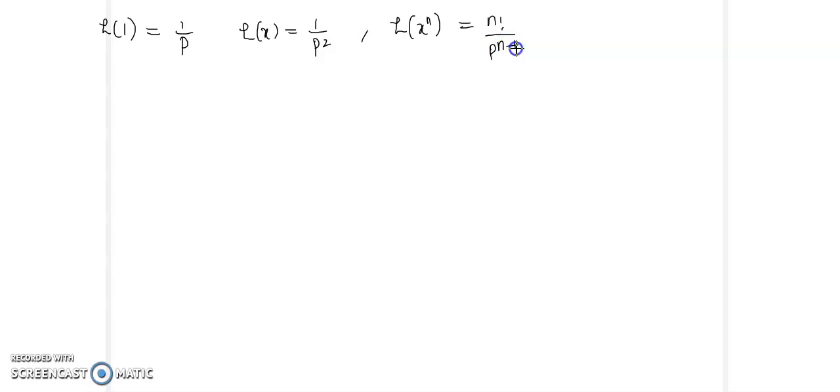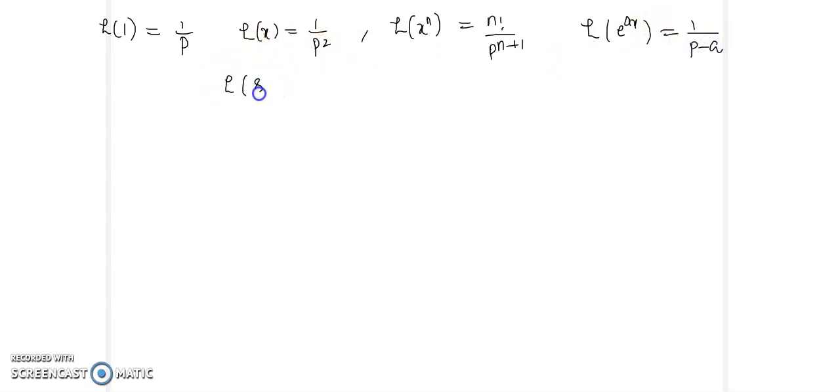Hello, so in today's class we'll see a few problems on finding the Laplace transform. In last class we have seen the Laplace transform of a few functions. The Laplace transform of 1 is 1 by p. Laplace transform of x is 1 by p square. Laplace transform of x raised to n is n factorial by p raised to n plus 1. Laplace transform of e raised to ax is 1 by p minus a.